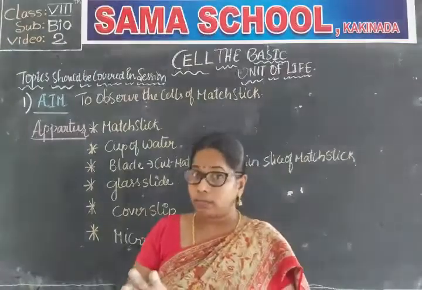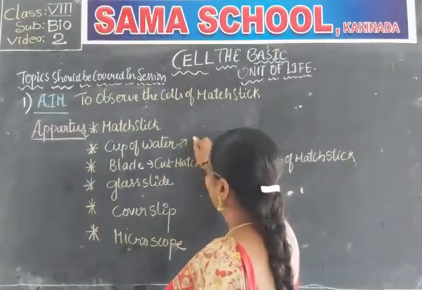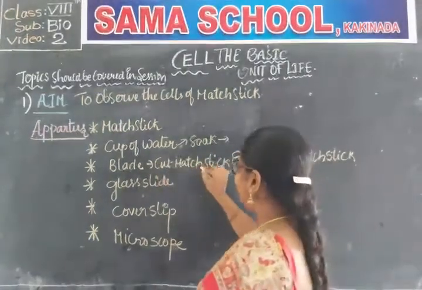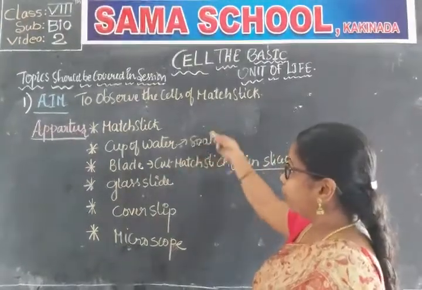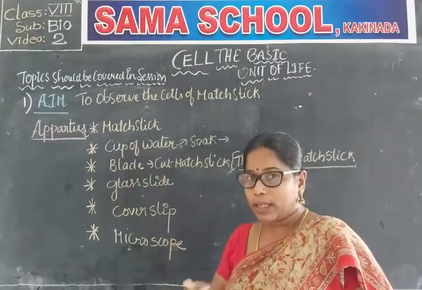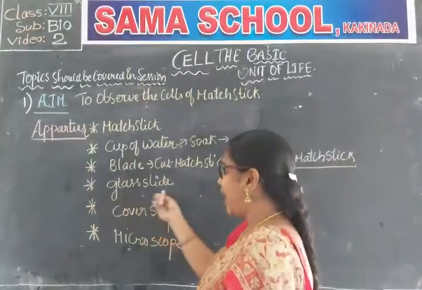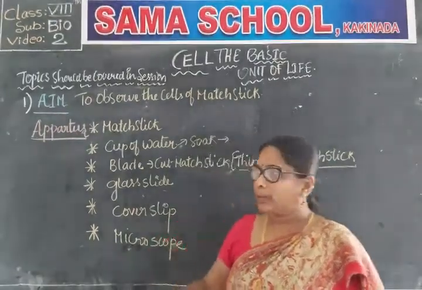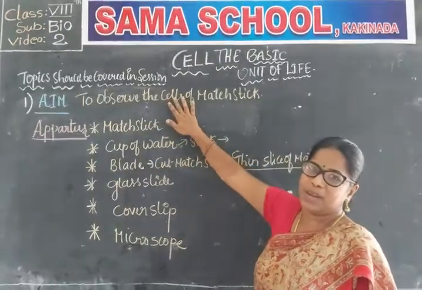So the question will be given in this way. These are the apparatus required. We need water, to soak the mastic. We need a blade to cut a thin slice of mastic. Why a thin slice? Because if we soak it for half an hour, the water is easily absorbed by the mastic and we can easily get a thin slice. Then we need a glass slide, a cover slip and a microscope. So these are the apparatus required for this experiment.